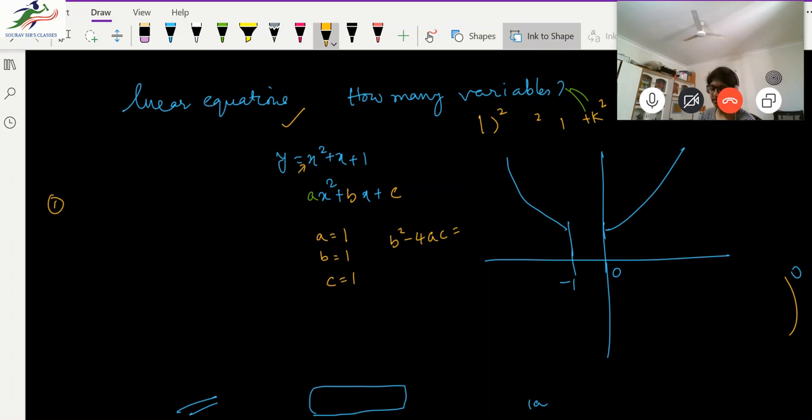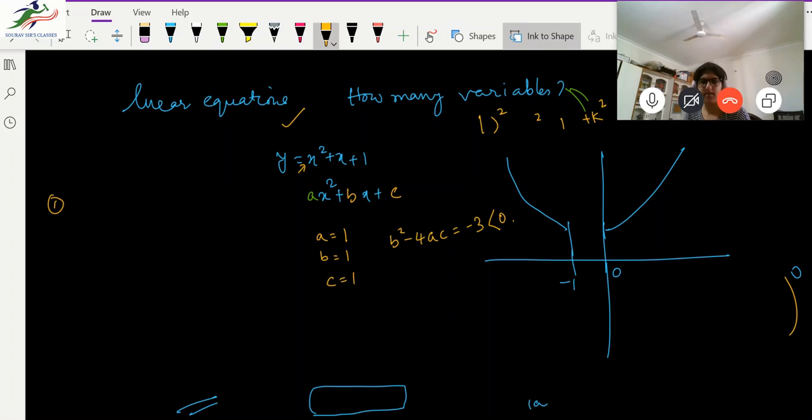Minus 3. Minus 3. So that means b square minus 4ac is negative. So will the curve touch the x-axis? No.